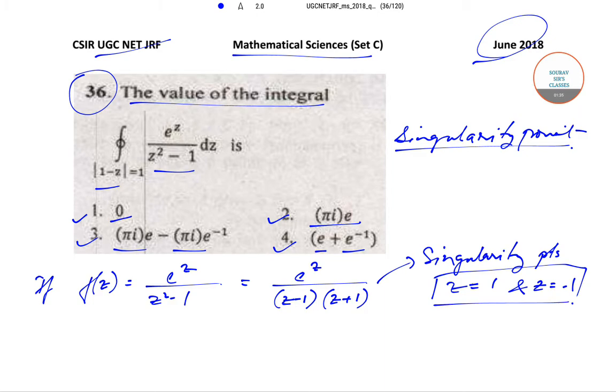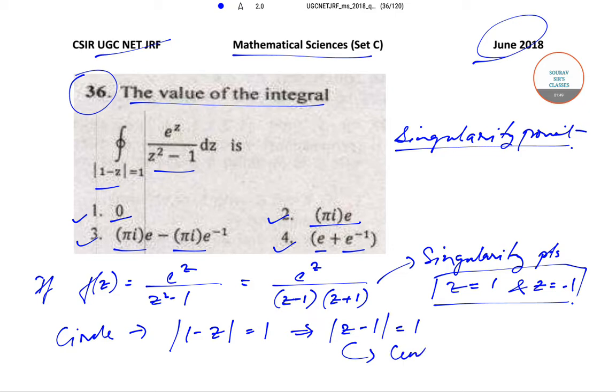And also the circle that has been given is |1 - z| = 1. Now we can write this as |z - 1| = 1. So you can see here the center is 1 and the radius is also equal to 1. So the circle looks somewhat like this. This is the circle and this is the point 1. So this is 1, this is -1, and the radius is also 1.